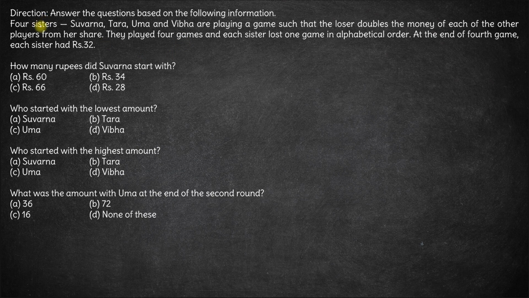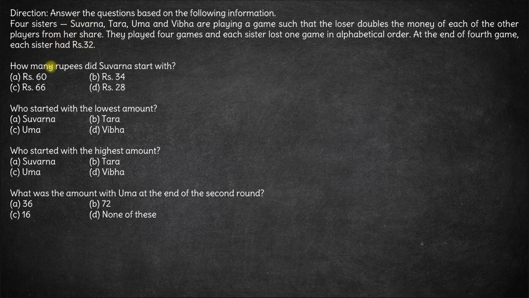Hi, here we have four sisters S, T, U and V playing a game such that the loser doubles the money of each of the other players from her share. They played 4 games and each sister lost 1 game in alphabetical order. At the end of the 4th game, each sister had 32 rupees.